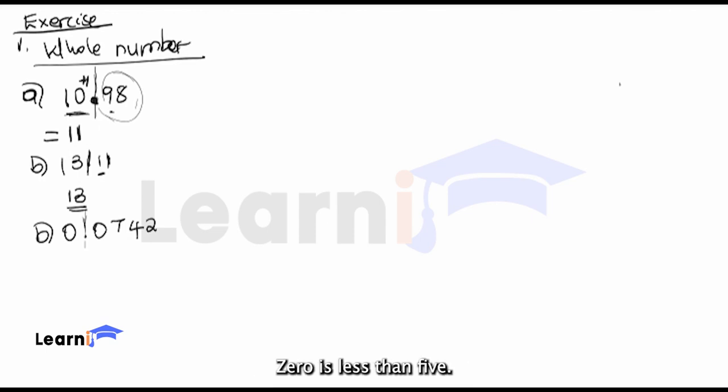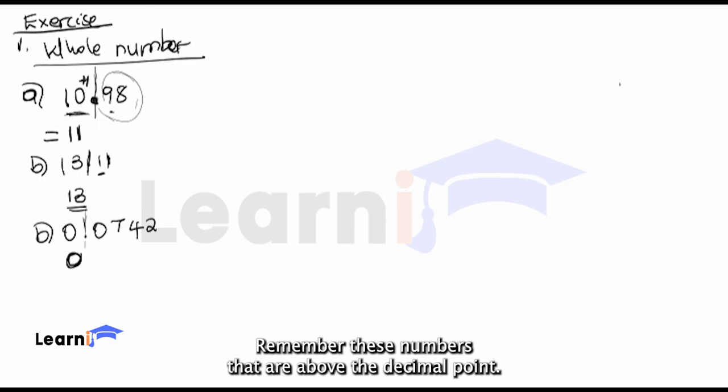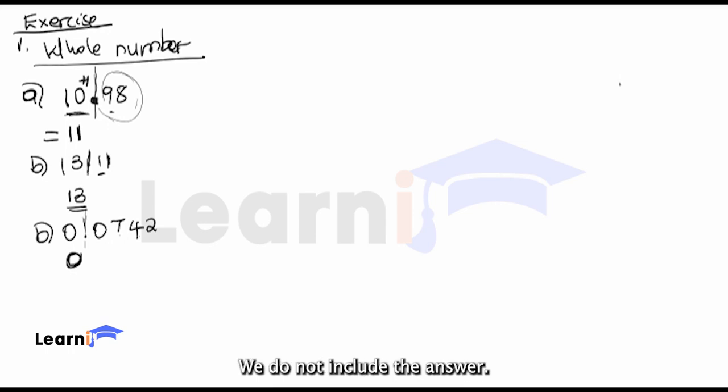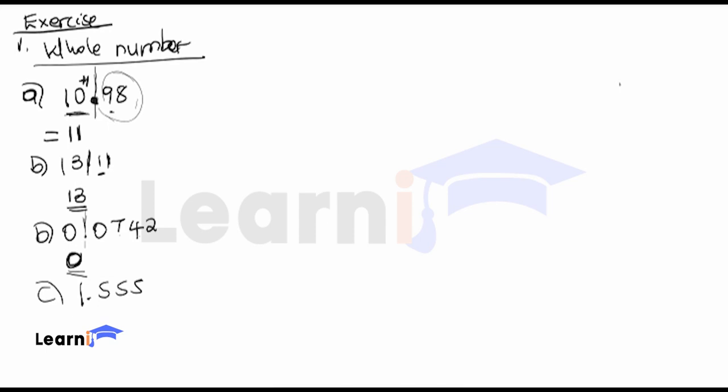0 is less than 5, so we do not add anything, meaning our answer will just be 0. Remember, these numbers that are after the decimal point, we do not include in our answer. Let's move on to the fourth one, which is 1.555. In this case, this is where we draw our line. We look at this number and it is 5, meaning we add 1 to this whole number. 1 plus 1 will give us 2.